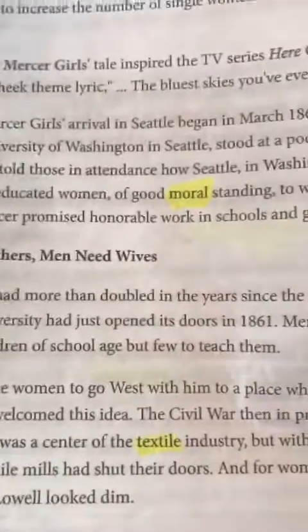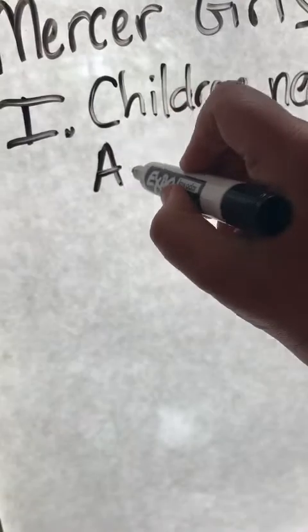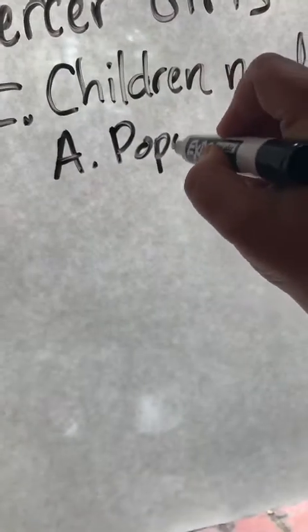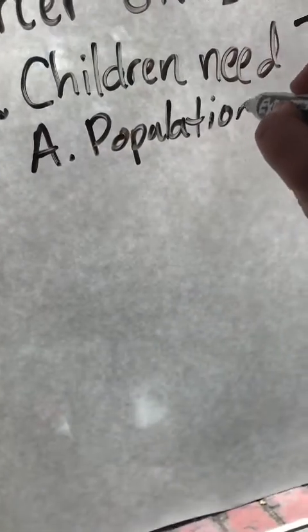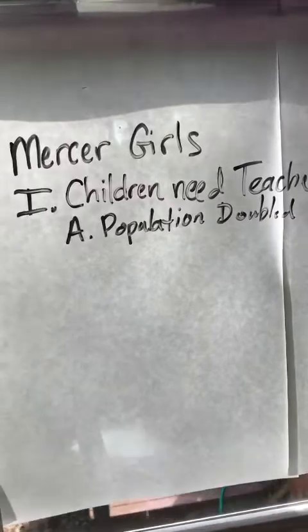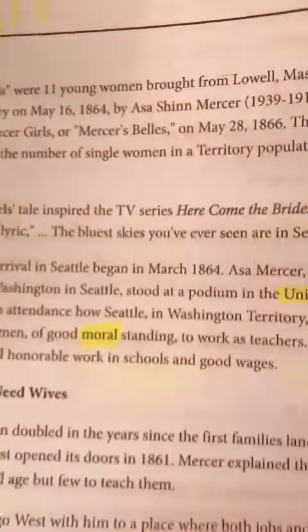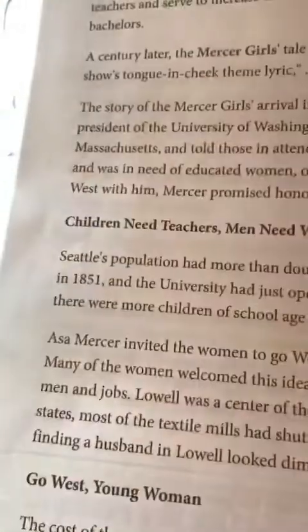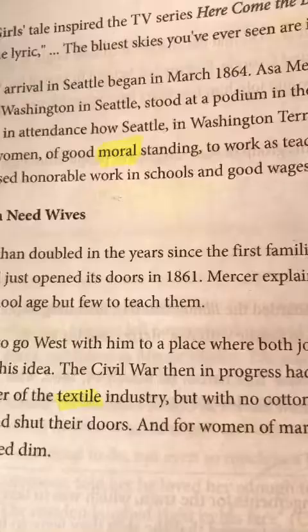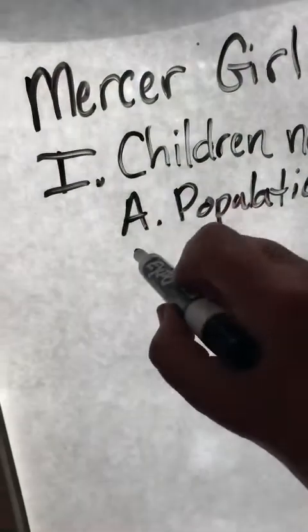So the population had doubled. I'm going to definitely write that down. That's going to be one of my things. Population doubled. Okay, the population doubled. That makes sense. And what's the next thing that it says? It says that the university had just opened its doors. Okay.